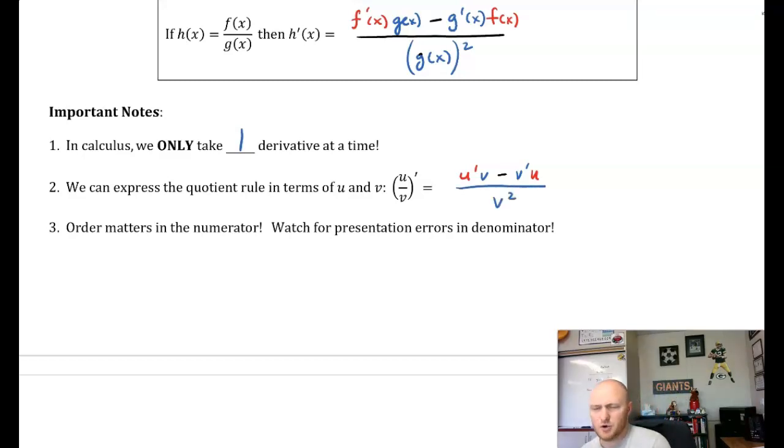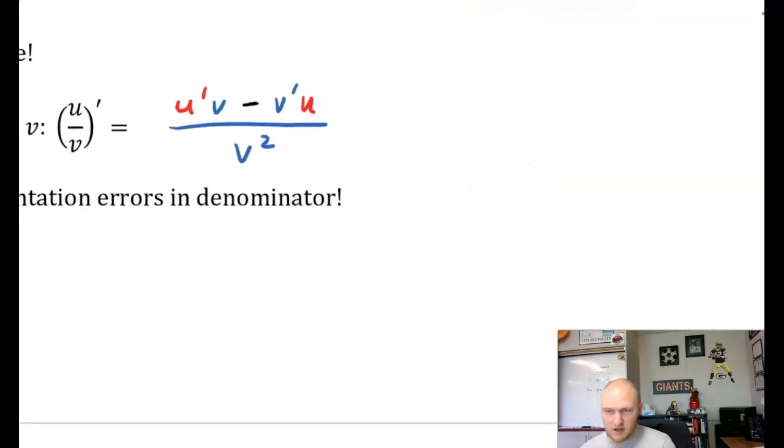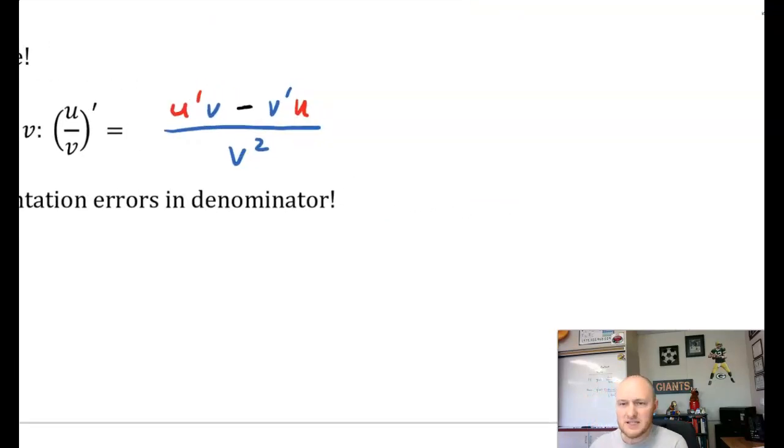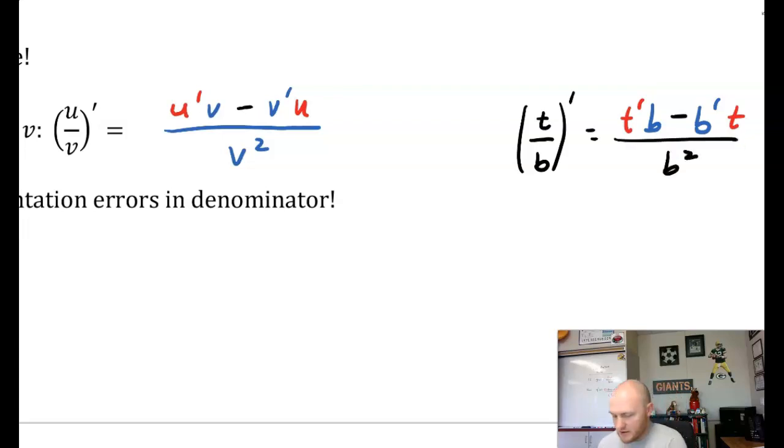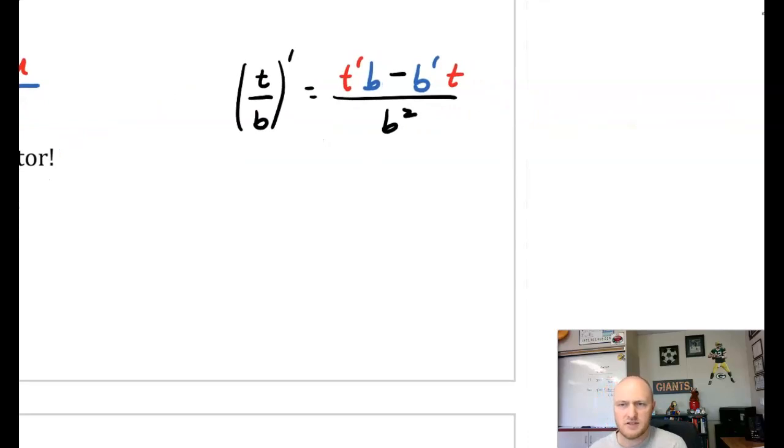And I'm not a total fan of u and v. That's very applicable, especially if you're in Calc BC. The u and the v will be important, but my favorite is to go t and b. So t over b prime. And again, the t just stands for the top. So the derivative of the top times the bottom minus the derivative of the bottom times the top divided by the bottom squared. So that's the derivative if we are dividing two functions.